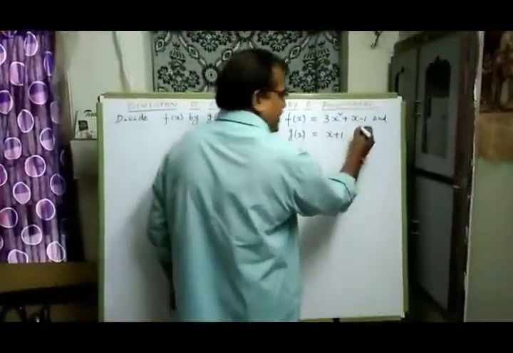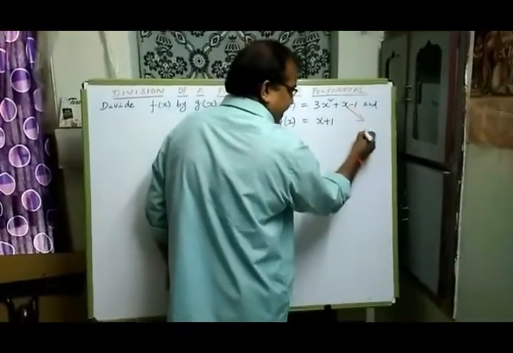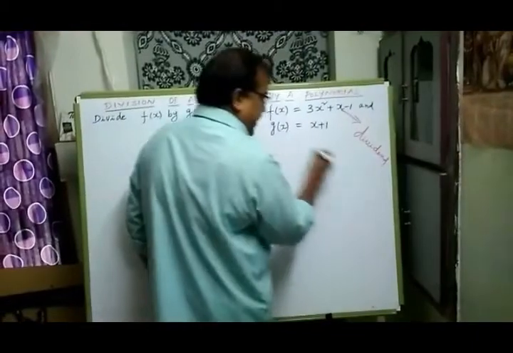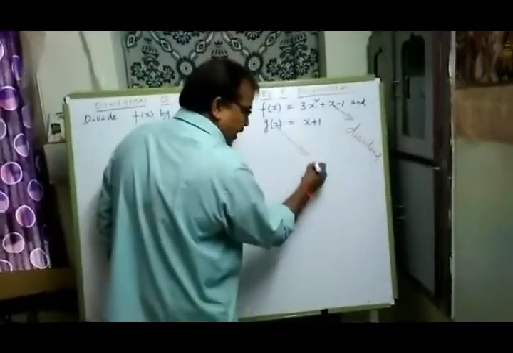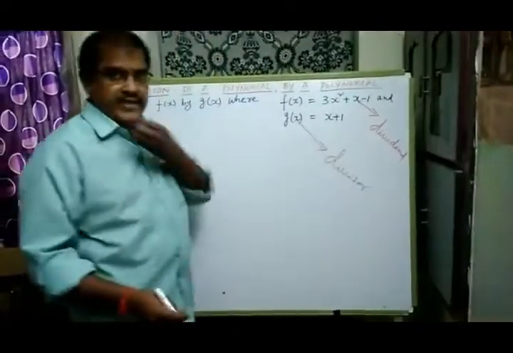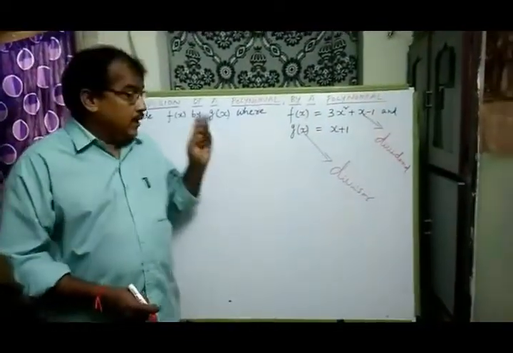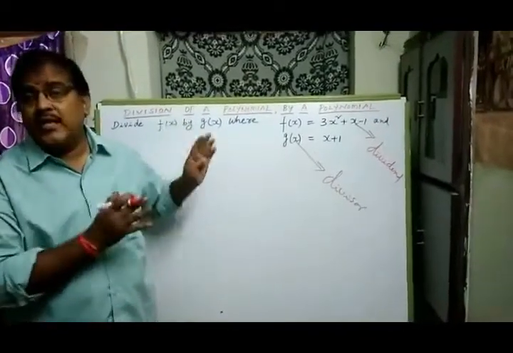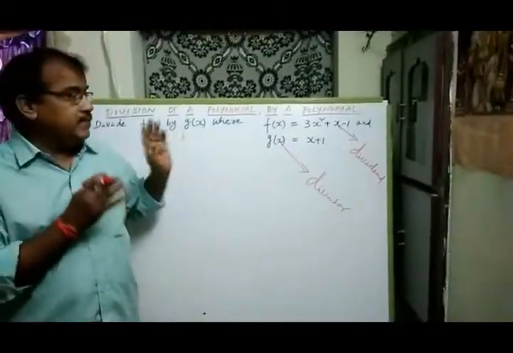This is called as dividend. This g of x is called as divisor. Dividend and divisor, you know very well. This method, now I am going to explain. This method is called as long division method.